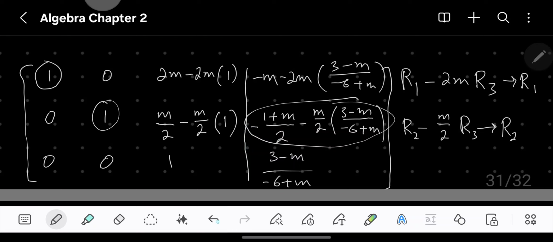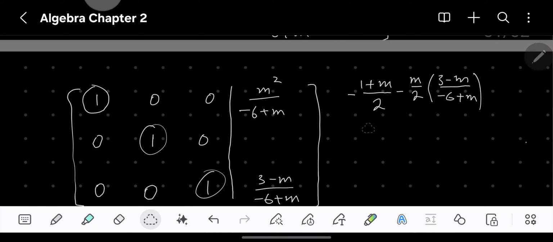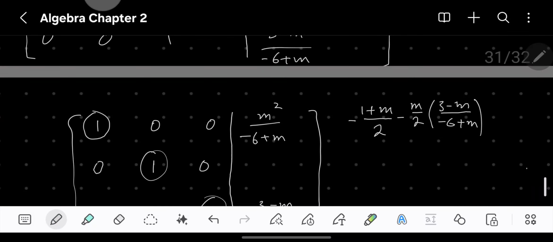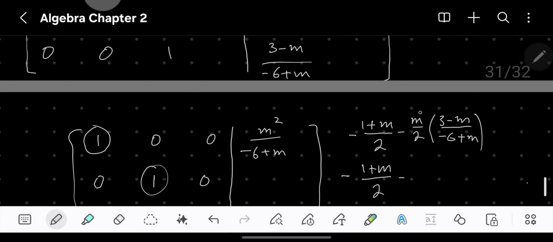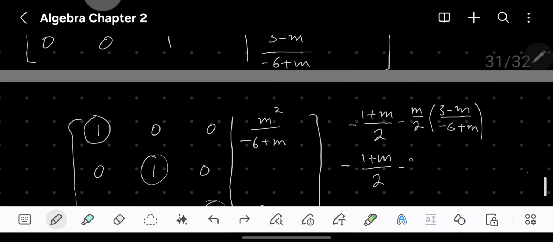How can I do that? Let's look. So this is the thing which I have to solve. First of all, let's write as it is, 1 plus m by 2 minus, multiply this m inside and this 2 inside. Okay, I will get, just write here plus and multiply it by minus 1, minus m. 3 minus m over 2 times minus 6 plus m.